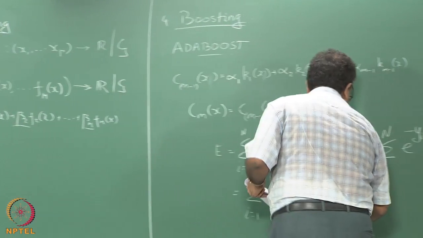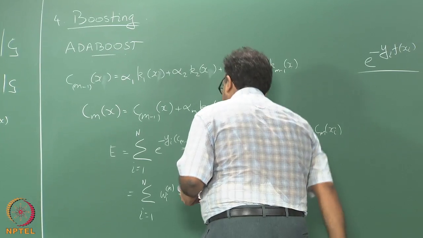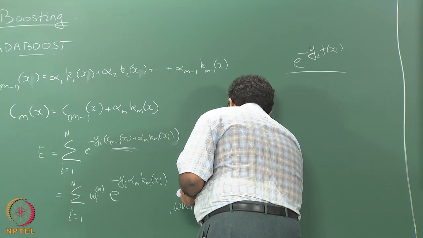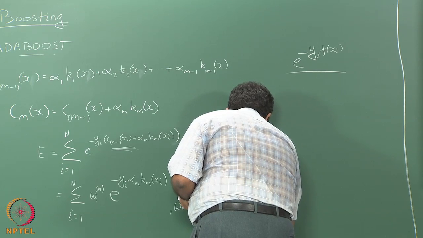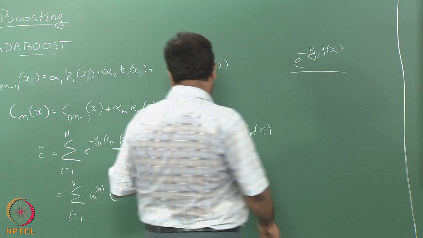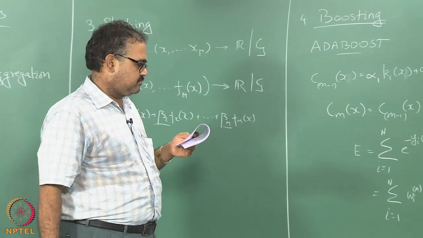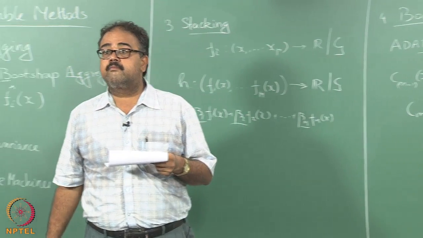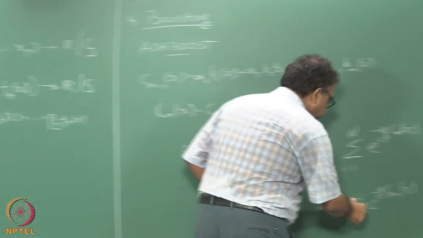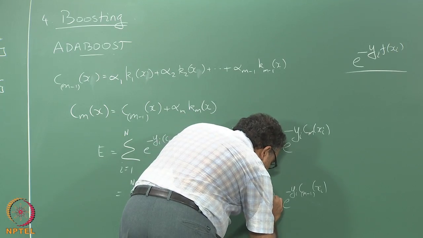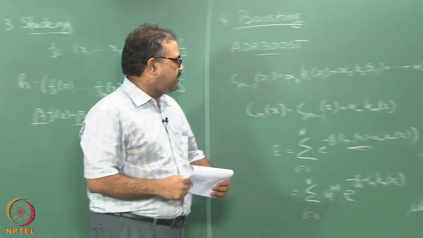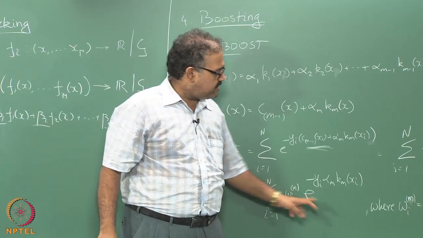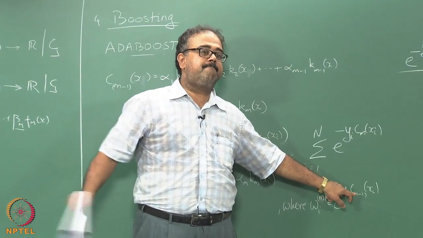Where w m i is the superscript of that w i, the same thing I wrote here. So, the weight of the ith data point at the mth stage is essentially e power minus y i C m minus 1 of x i.